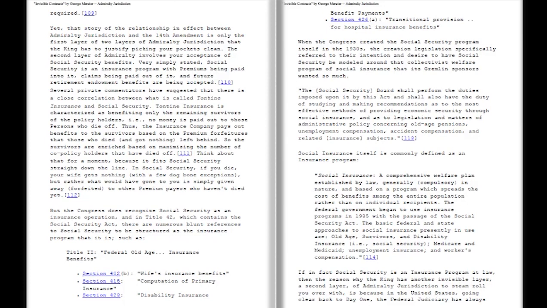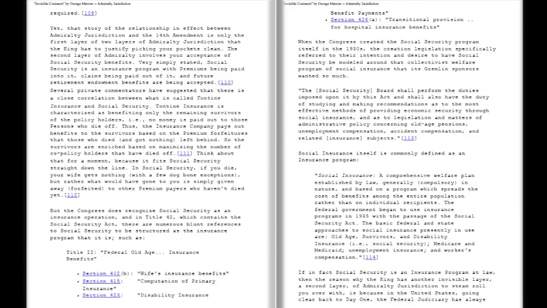109. Yet, that story of the relationship in effect between admiralty jurisdiction and the 14th Amendment is only the first layer of 2 layers of admiralty jurisdiction that the king has to justify picking your pockets clean. The second layer of admiralty involves your acceptance of Social Security benefits. Very simply stated, Social Security is an insurance program with premiums being paid into it, claims being paid out of it, and future retirement endowment benefits being accepted.